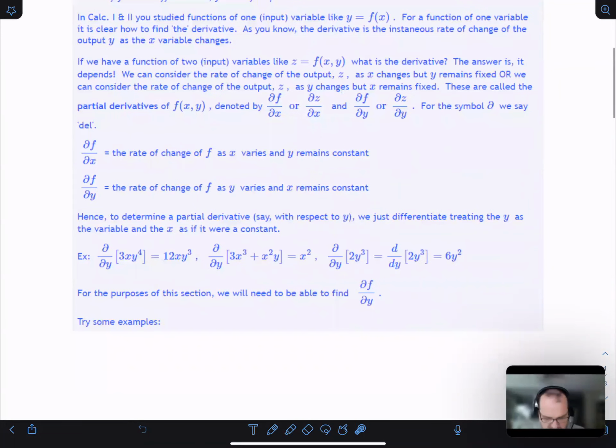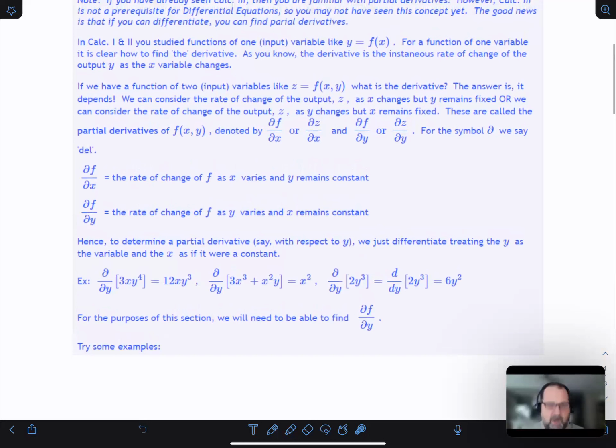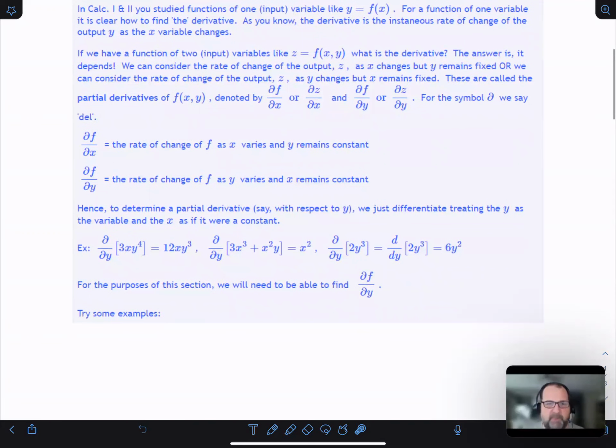Just remember, when you're doing a partial derivative, you are in fact just differentiating with respect to the variable on the bottom, and treating the other variable as if it were a constant. So there's a couple more to try for practice. These are ones that are pertinent to the rest of our section, so give them a try. Okay, and then here's the second one to try. All right, so that's some partial derivatives for practice.